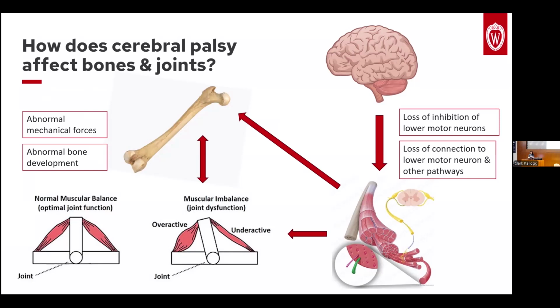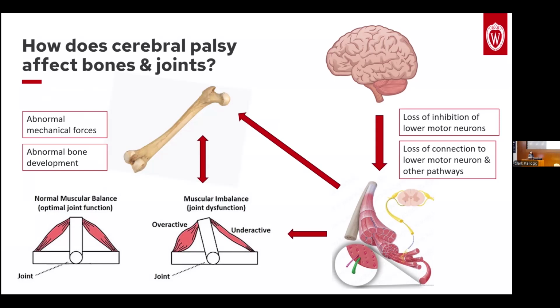Because you have this misconnection between the brain and the muscle, you develop a muscular imbalance as described in that diagram at the bottom left of the screen. Here you can see when you have normal muscular balance, you have optimal joint function because the joint is balanced. However, when you have abnormal muscular forces, you develop muscular imbalance leading to joint dysfunction. In the case of cerebral palsy, you have some muscle groups that are overactive, other muscles that are underactive, and then that causes the joint dysfunction. And then this becomes, unfortunately, what I would call a vicious cycle between the bone and the muscle.